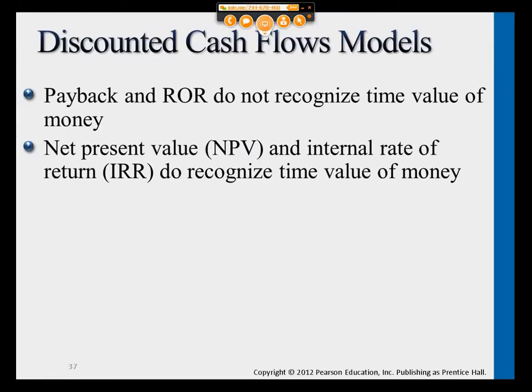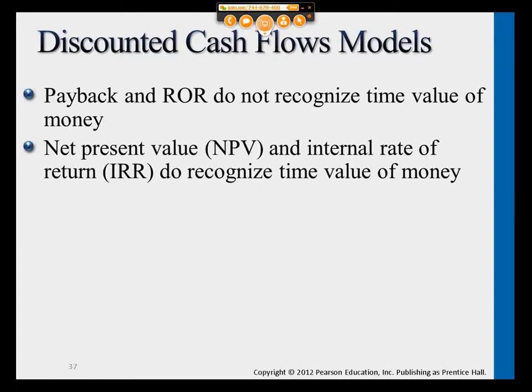So we'll talk today about discounted cash flow models, and we have two of them that we need to learn how to utilize. It's your NPV and IRR. What are they? NPV is net present value, and IRR stands for internal rate of return. The models that we've learned last class don't really recognize any time value of money. Neither payback nor rate of return recognizes the time value of money. Which ones are recognizing? It's your net present value and internal rate of return. They do recognize time value of money. That's the main difference between these two.